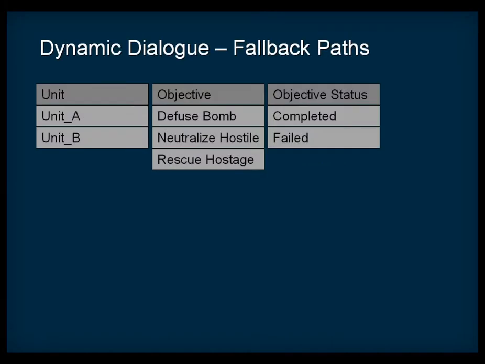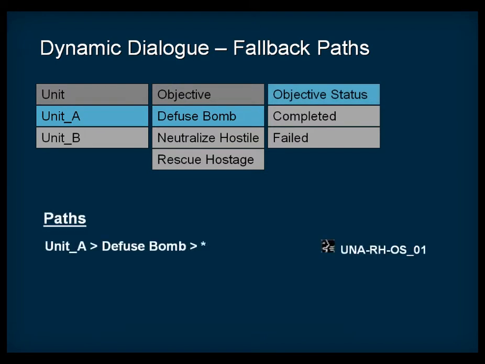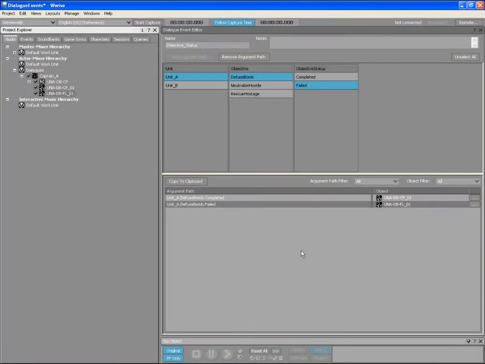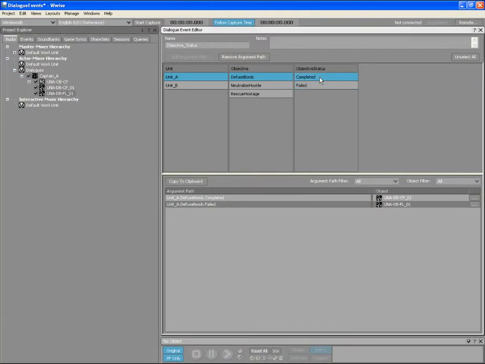Fallback paths can be created and then associated with more general pieces of dialogue that cover all situations for a given argument. For the scriptwriter, it is a good practice to write the fallback path dialogue first, before creating dialogue for each specific outcome. This can be a big help if you don't have time to create specific paths for each one. Let's create a fallback path for Unit A where the objective is unknown.